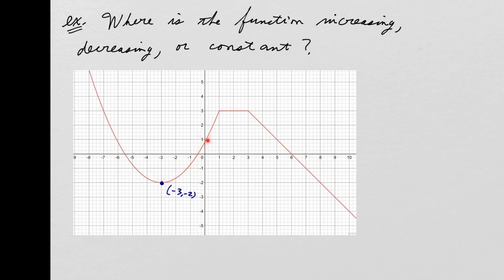Then it increases. What's going on here? So between the interval 1 and 3, it stays at an output of 3, right? The y value is 3. So therefore it's constant, right? So it's constant over that interval. And then after that, it again is decreasing. And let's assume it goes all the way to positive infinity. Okay? So basically, to answer this question, it would be the following.